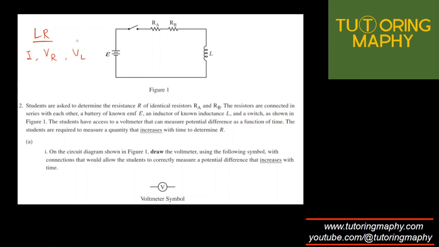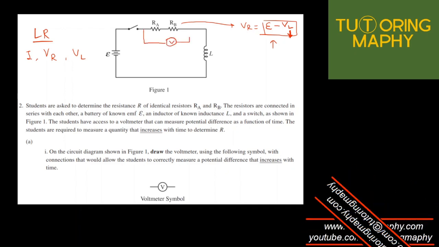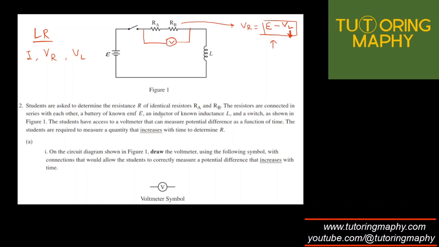But we know that the voltage across the inductor decreases with time, because at t equal to 0, it takes the complete EMF and then it decreases with time, something like this. On the other hand, the voltage of the resistor increases, because the voltage of the resistor is EMF minus the voltage of the inductor. And since the voltage of the inductor decreases with time, obviously this entire thing will increase with time. So the voltmeter is to be placed here across both the resistors. That will make more sense. That increases with time.